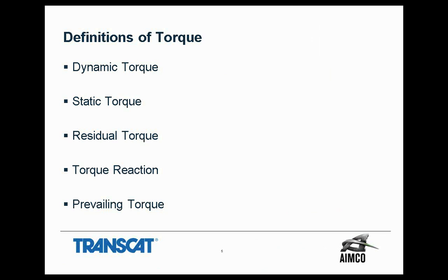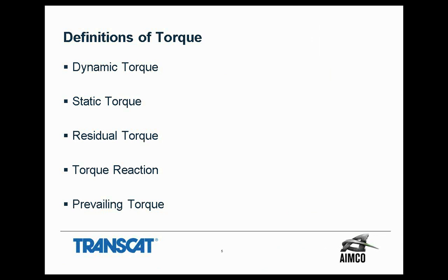We have dynamic torque. Dynamic torque is a description of taking a torque measurement during the process of tightening or while the fastener is in rotation. A static torque measurement is a torque measurement of a body at rest. It's under the condition of static friction. That is usually after something's been tightened.